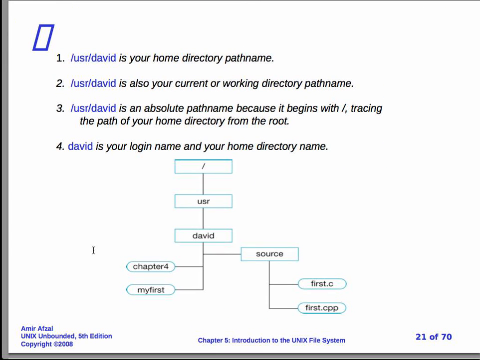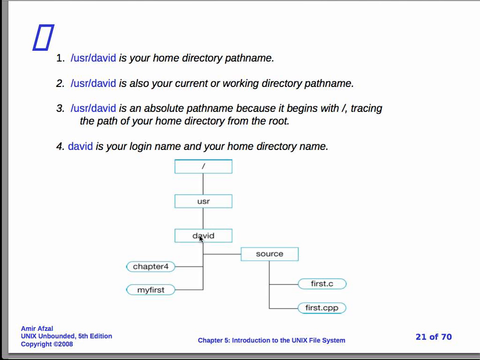So this is a little bit different from what the live DVD has. So let's pretend you're David. If you were to log in, you will get this as your home directory path, and also your current working directory when you first log in. Since it starts with a slash, this is an absolute path name. Okay, so if you are over here, you're positioned over here, that's your current working directory.